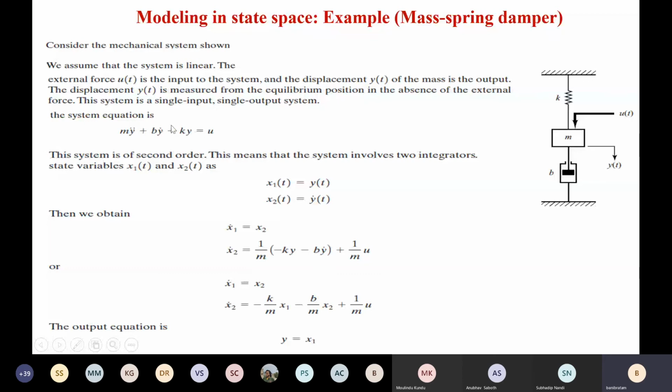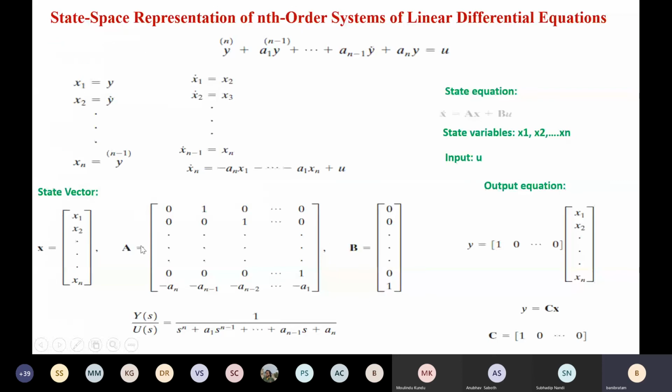Now this is a second order differential equation. So if I want to represent it in state space form, how many first order equations will be required? Two first order equations will be required, which means you need two state variables. So in this example, you need only x1 and x2, and the order of the matrix will be 2 cross 2, because this matrix was n cross n. So for second order, it will be a 2 cross 2 matrix. B will have only two elements.